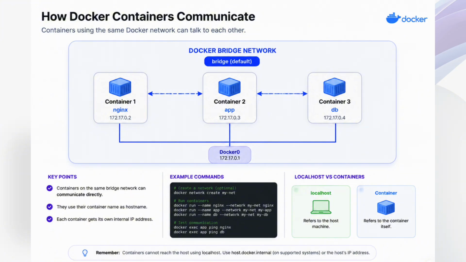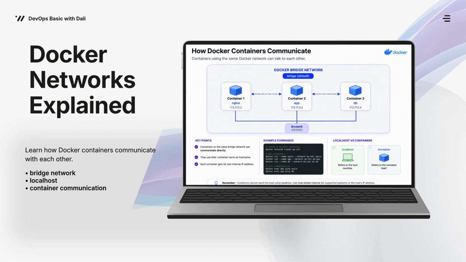And that's it for this tutorial. Today we learned how Docker networks work and how containers communicate with each other inside the same network. We explored concepts like bridge networks, localhost, internal DNS resolution, and container-to-container communication using real hands-on examples. We also saw that containers connected to the same Docker network can communicate using their container names, while containers outside the network cannot communicate automatically. These networking concepts are extremely important when working with modern applications, microservices, and Kubernetes environments.